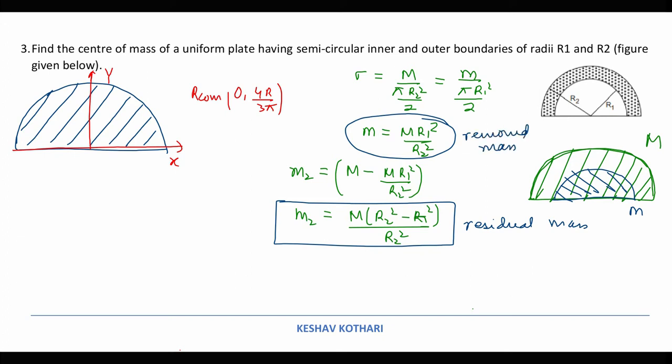So again we are applying the same concept: if I put back the removed mass into the residual mass, then the center of mass must come back to its original position, that is 0, 4r by 3π. The shift in the center of mass is going to be along the y-axis direction, because even after cutting there is a symmetry prevailing along the x-axis. So if I apply the equation, position of center of mass is equal to m1 r1 plus m2 r2 upon m1 plus m2, I am applying it along the y-axis direction only.